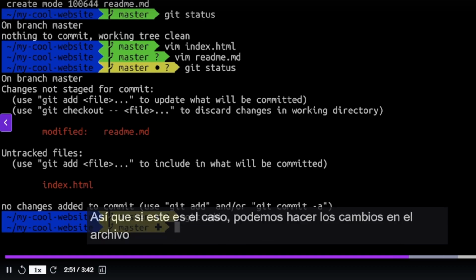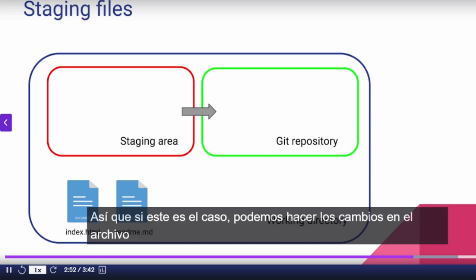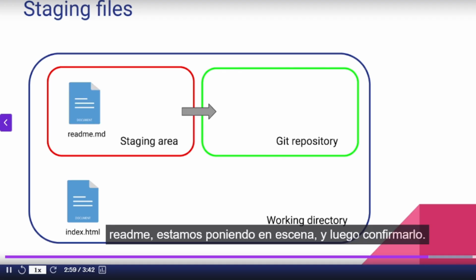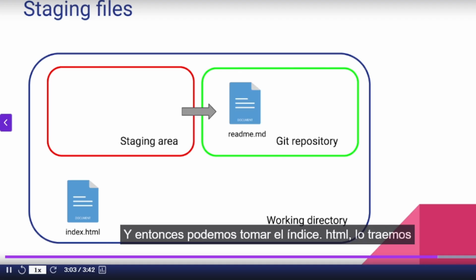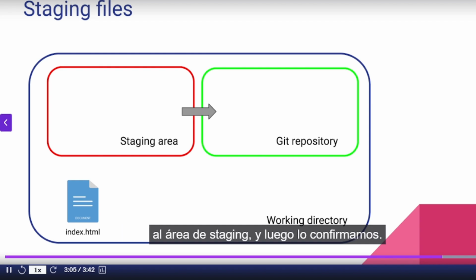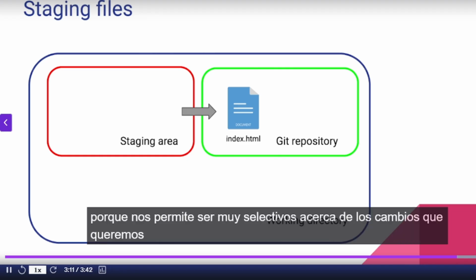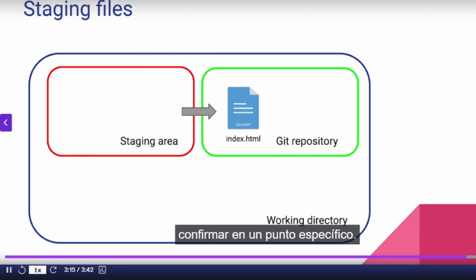So if this is the case, we can make the changes to the README file, then make a commit. And of course, we are taking that README file, we are staging it, and then committing it. And then we can take the index.html file, we bring it into the staging area, and then we commit it. So this staging area is really important because it allows us to be very selective about the changes that we want to commit at a specific point.